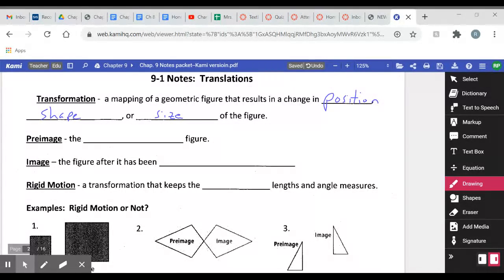The pre-image is the original figure, the one that comes first, kind of like the word prehistoric. That prefix pre means before. The image is the figure after it has been transformed.